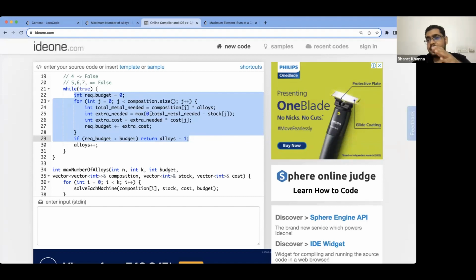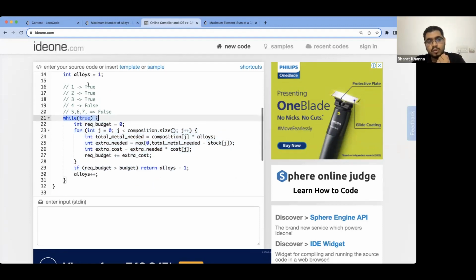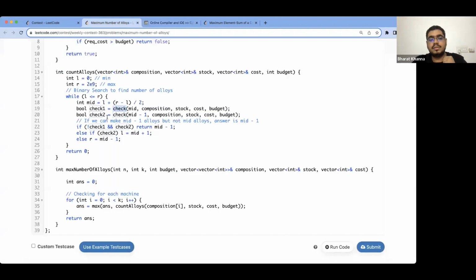चेक करना तो आसान है, राइट? कि इतने बन पाएंगे कि नहीं बन पाएंगे. That we have already seen how to check if we can make some x amount of alloys or not. The only change is that this loop was going 1 2 3 4 by doing plus plus plus plus. This entire loop has been replaced now with a binary search like this. Does this make sense? कि change क्या है? Check function will have nothing but this part only.